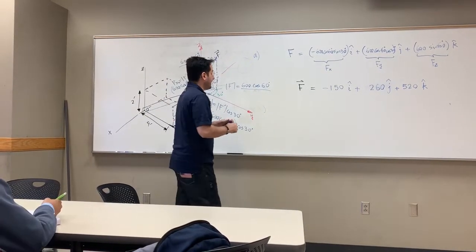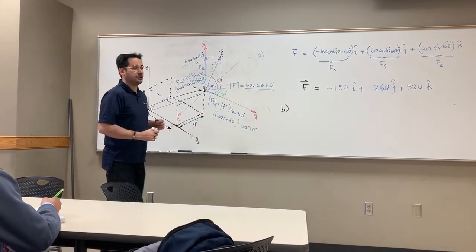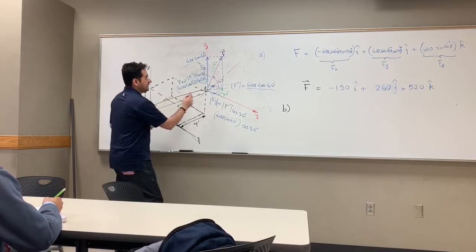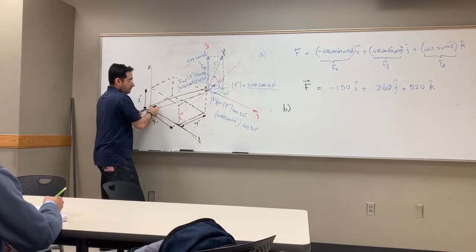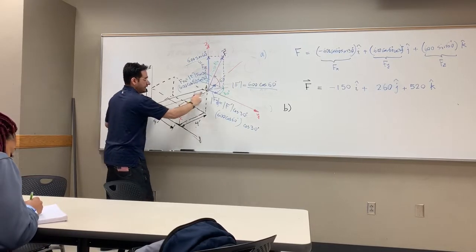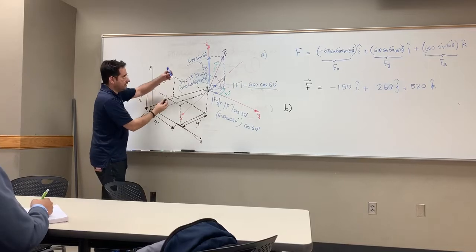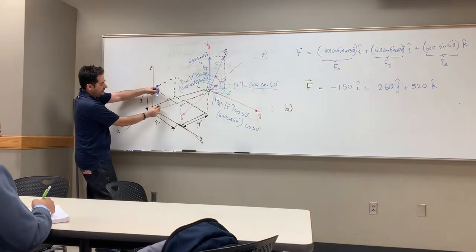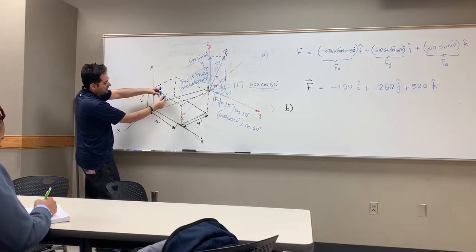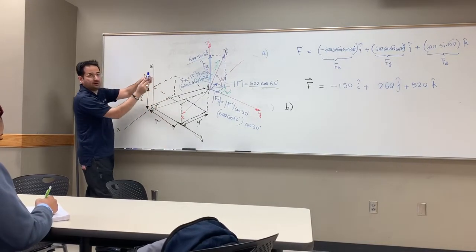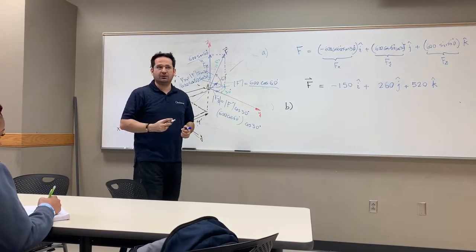Part B is asking for the direction: the angle between the force direction and this pipe segment from O to A. If you imagine three-dimensional space, this is the pipe and this is the force, and there is a three-dimensional angle between them. You need to find that three-dimensional angle. So what should I do?